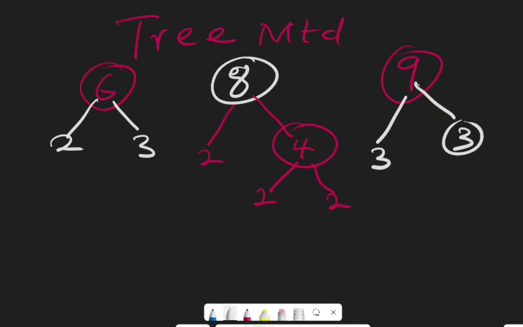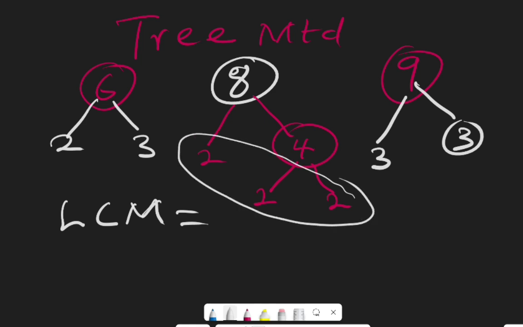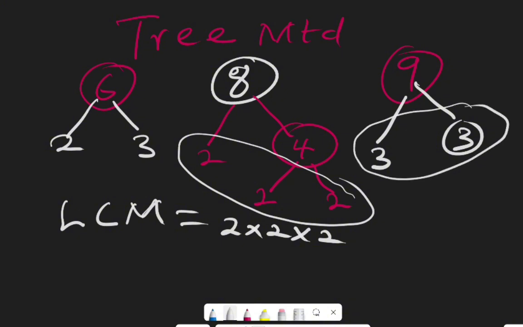To have the LCM, is equal to, where do we have the highest number of 2s? We have it here. We have to take all of them, which is 2 times 2 times 2. And where do we have the highest number of 3s? We have it here. We have to take all of them, times 3 times 3. When you multiply these, 2 times 2, 4. 4 times 2, 8. 8 times 3, 24. 24 times 3, 72.